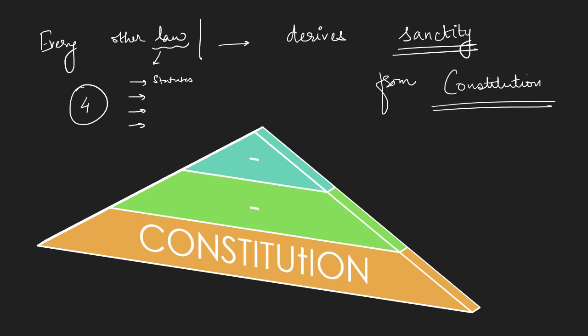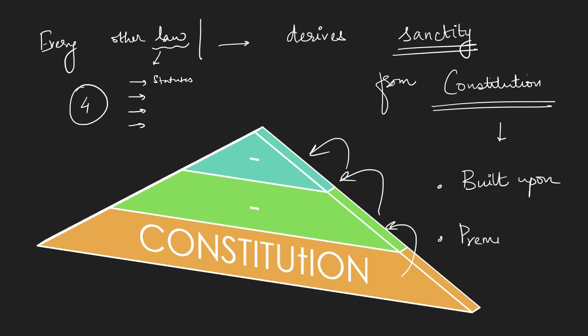Simple. What I mean to say is that the Constitution is the fundamental law, and all the other laws are in a way built upon the Constitution. Or I can say it is premised on the Constitution. These are just different ways of saying the same thing. If you understood the diagram, you understood the point. I'll just proceed.